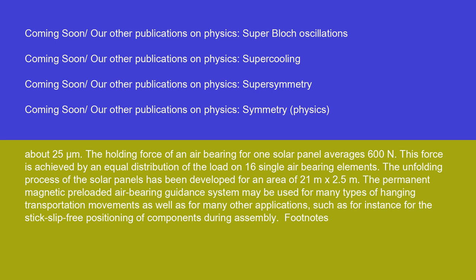The permanent magnetic preloaded air bearing guidance system may be used for many types of hanging transportation movements, as well as for many other applications, such as, for instance, for the stick-slip-free positioning of components during assembly.